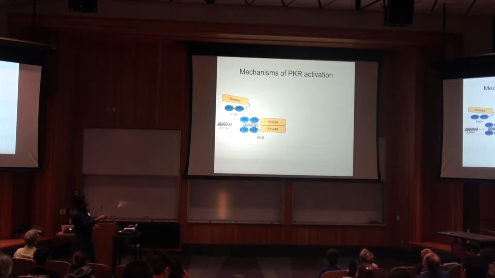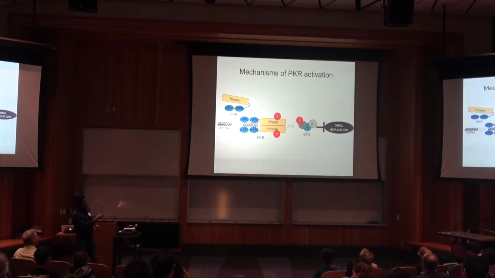PKR binds to double-stranded RNA and homodimerizes, which leads to its activation. These activated PKR then phosphorylate the translation initiation factor eIF2 alpha, which leads to the suppression of general mRNA translation, and thus PKR activation inhibits virus replication. However, viruses have immunomodulatory genes that can inhibit this PKR activation.